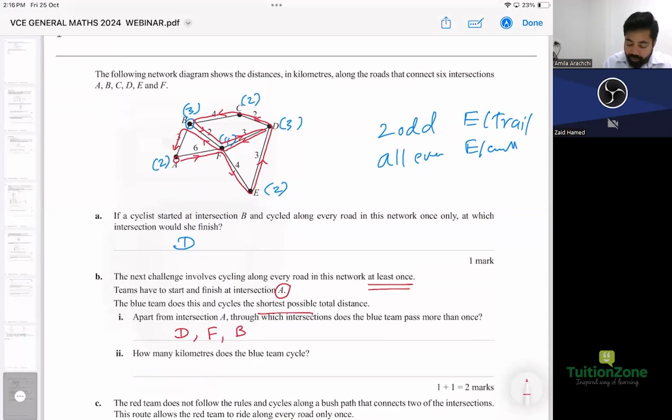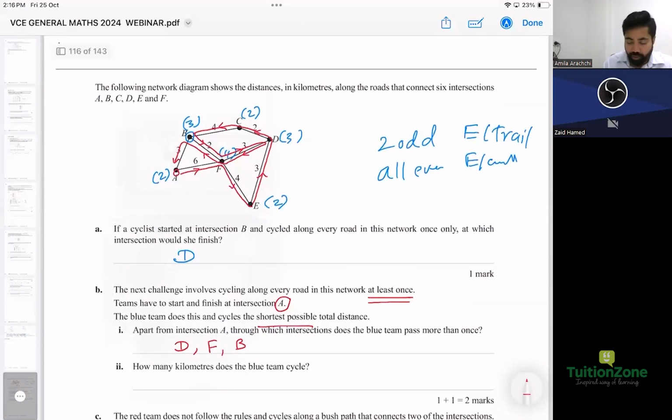Then, how many kilometers does the blue team cycle? All you have to do is add the paths. Can you find the answer? Just add the ones we went through and get the answer. The 1 mark questions are not too bad. Let's type the answer once you get it. We'll see.